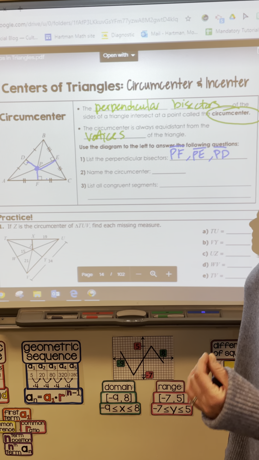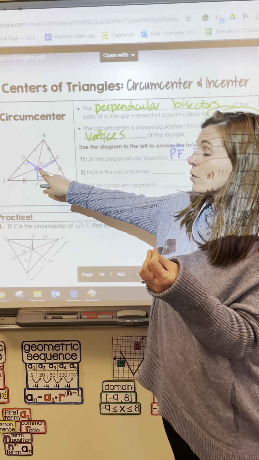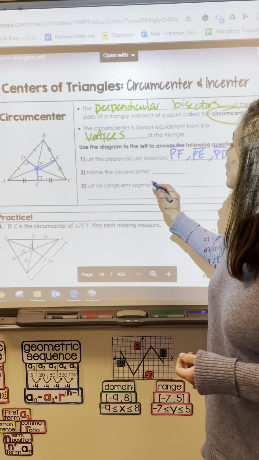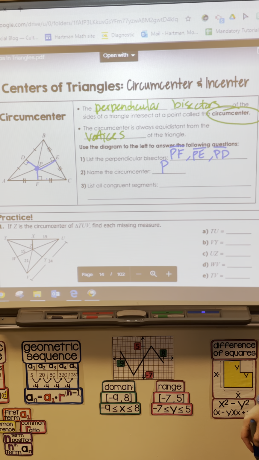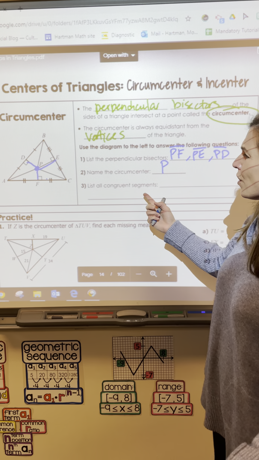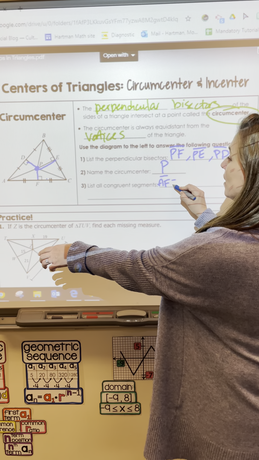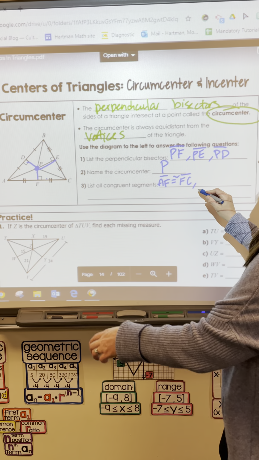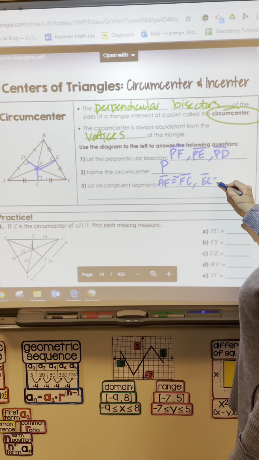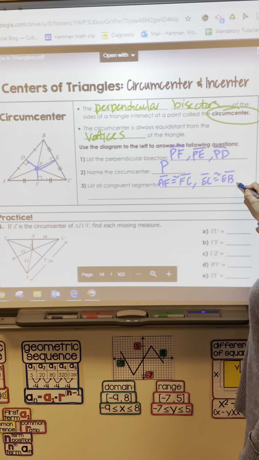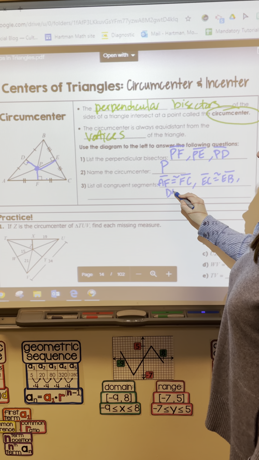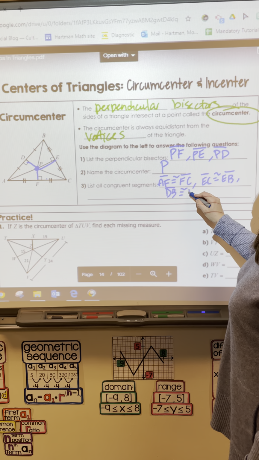The circumcenter is the point of concurrency. It's the point where they come together. So the circumcenter is going to be point P. And then all the congruent segments, well, you can list those. You can say that AF is congruent to FC. You can say that EC is congruent to EB. And you can say DB is congruent to DA.